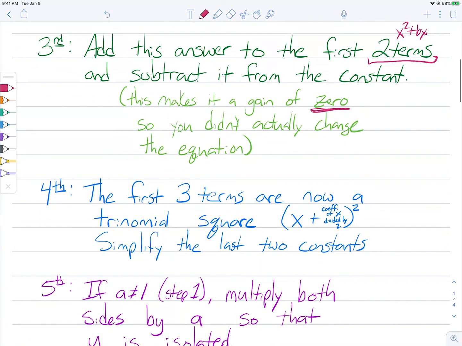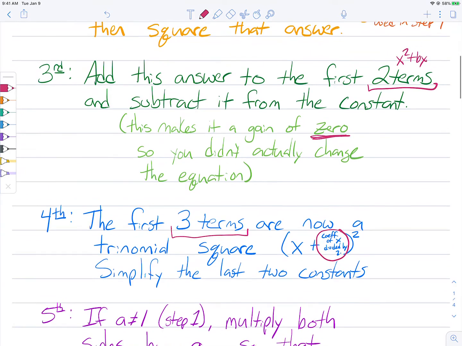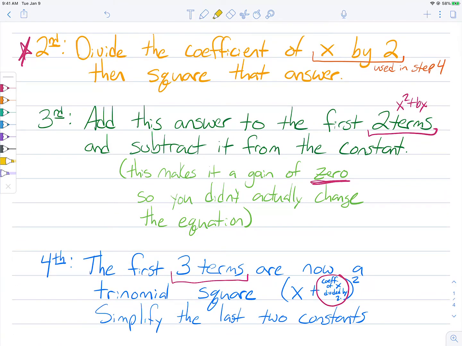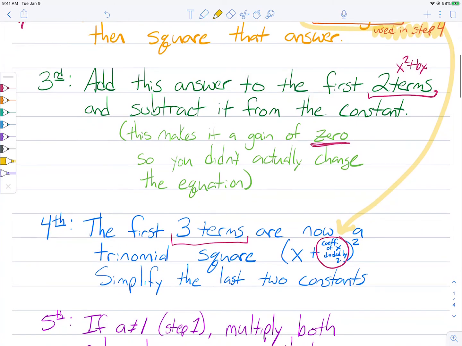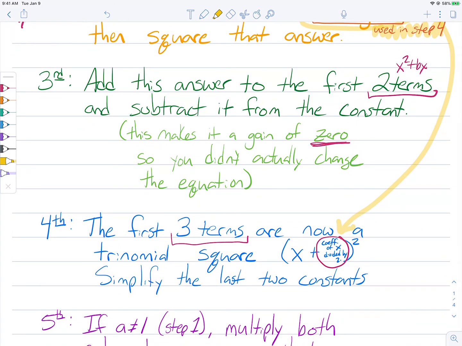Step 4, the first 3 terms are now your trinomial square. It is x plus whatever the coefficient of x divided by 2 was. So that was this notation up here, that this is what's going to be used in step 4. Whatever the coefficient of x divided by 2 is going to go right there. And you're going to have 2 constants at the end. Just simplify those, combine like terms.